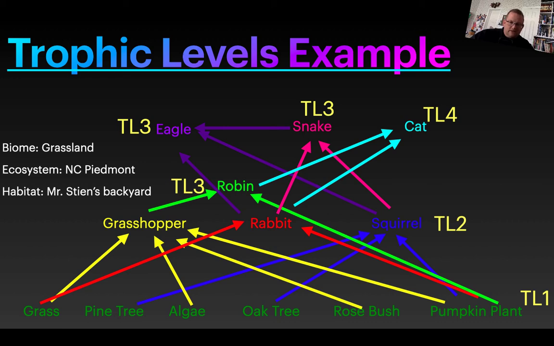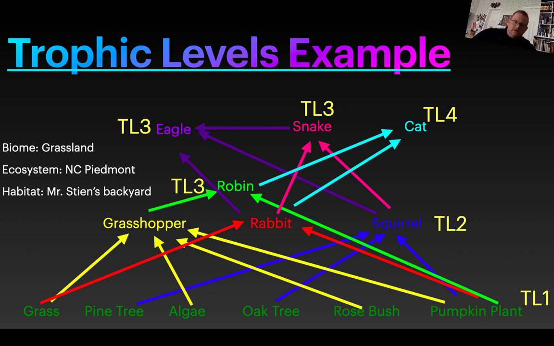I picked grassland, and I did mine easy. You can't use mine. If you turn mine in, I don't give you credit. Just understand. So I picked the biome. The ecosystem is the North Carolina Piedmont, and the habitat is my backyard. I have grass in my backyard. I have a pine tree, there's algae on the wood, and there's an oak tree. There are lots of rose bushes, and we have pumpkin plants that we planted back in the spring that are starting to come up. So these are all my trophic level 1 organisms.